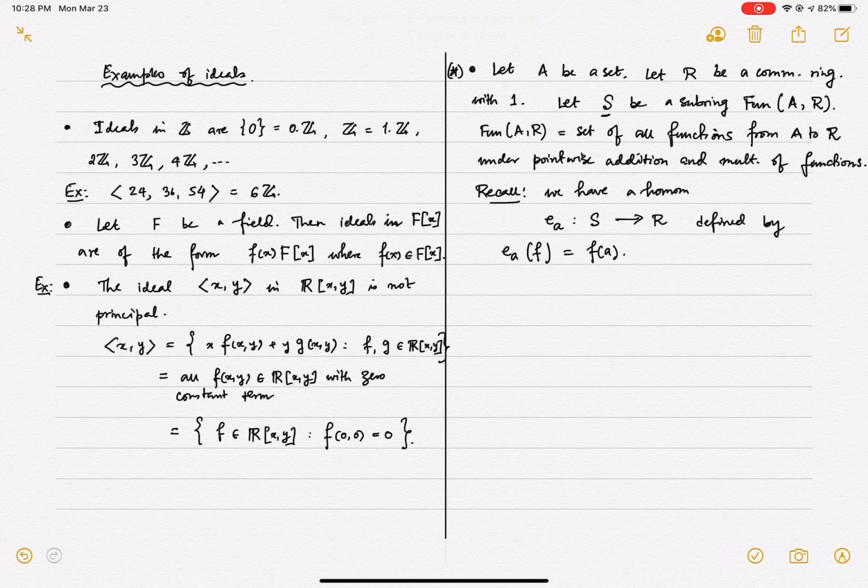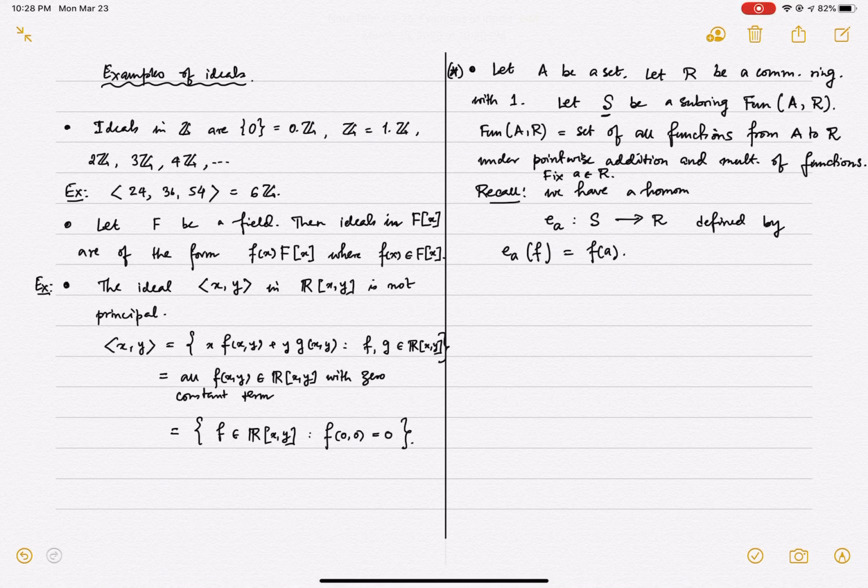So the input is a function from A to R, and the output is f of A. So here A is some fixed element of R. So let's fix A in R. For a fixed element of the ring, we can evaluate at that element, and that gives me a homomorphism from this ring of functions to the ring R.